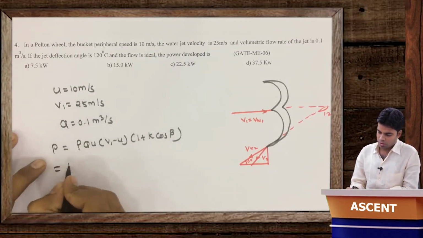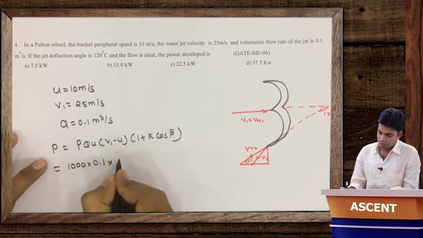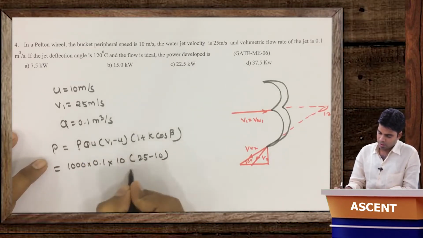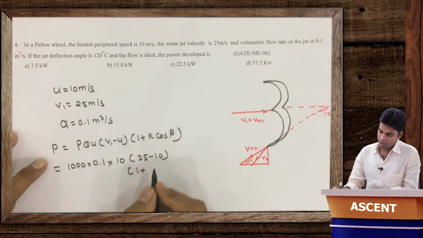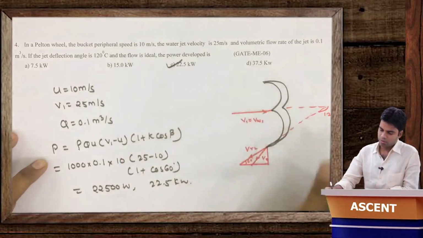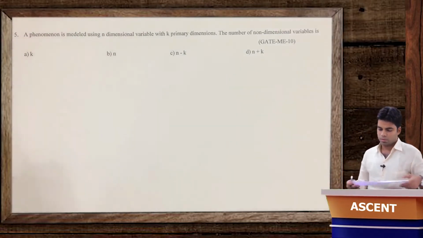So just put the values. This will be 1000 into Q which is 0.1 into U which is 10, into (V1 minus U) which is 25 minus 10, into (1 plus K cos beta), cos of 60 degree. The value of K is not given, so take it as 1. So this will be equal to 22,500 watt or 22.5 kilowatt. Okay, so answer should be C, 22.5 kilowatt. Getting this or not? Okay, next question.